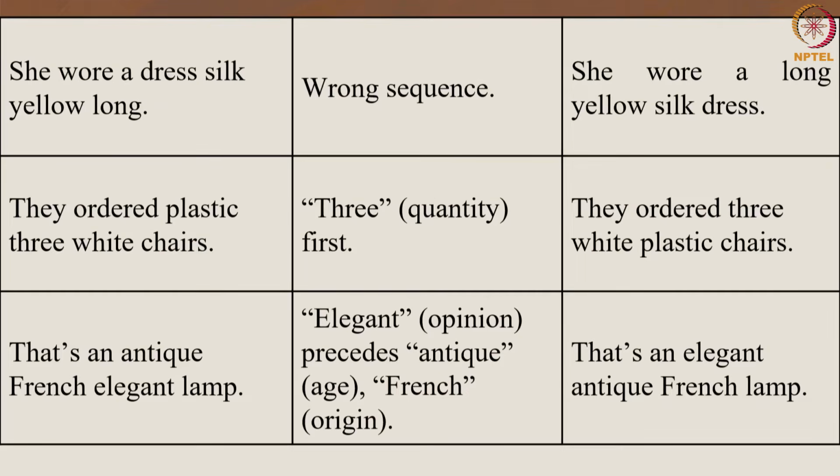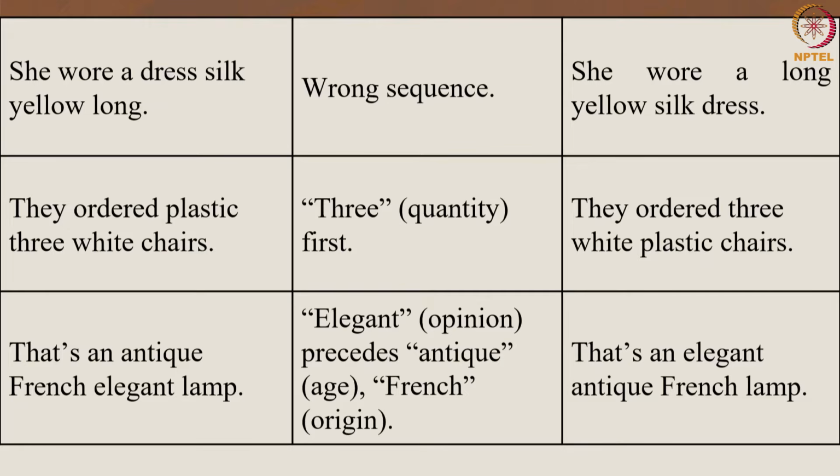Next sentence, look at the slide. She wore a dress silk yellow long. It's a wrong sequence. She wore a long yellow silk dress. Next one, they ordered plastic 3 white chairs. So quantity first. So they ordered 3 white plastic chairs. The quantity followed by the color followed by the material.